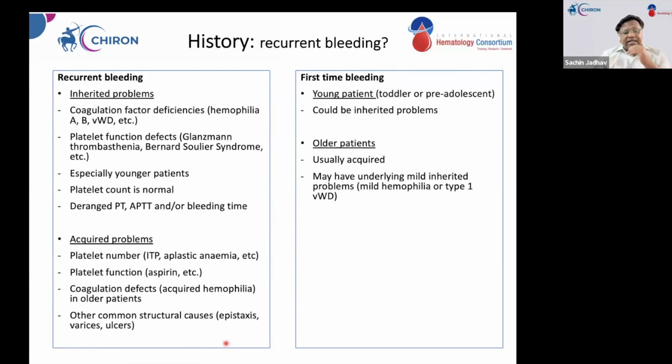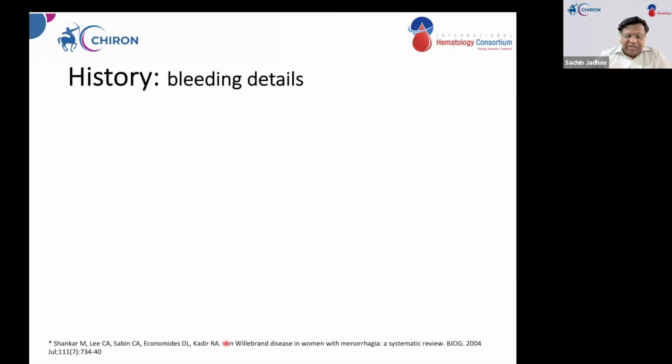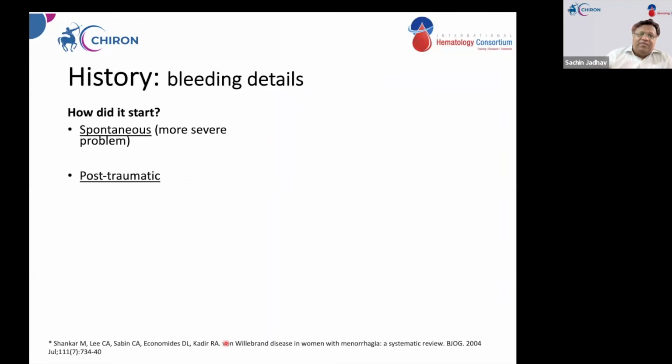So when we start taking history of a patient, we say, "Is this happening to you for the first time or has this happened before?" And based on that answer, this is our outlook. We then ask them, all right, how did this start? Was the bleeding spontaneous without any injury, without any trauma? If so, then that's a more severe issue. If it's a post-traumatic problem, then the coagulation problem may not be that severe.